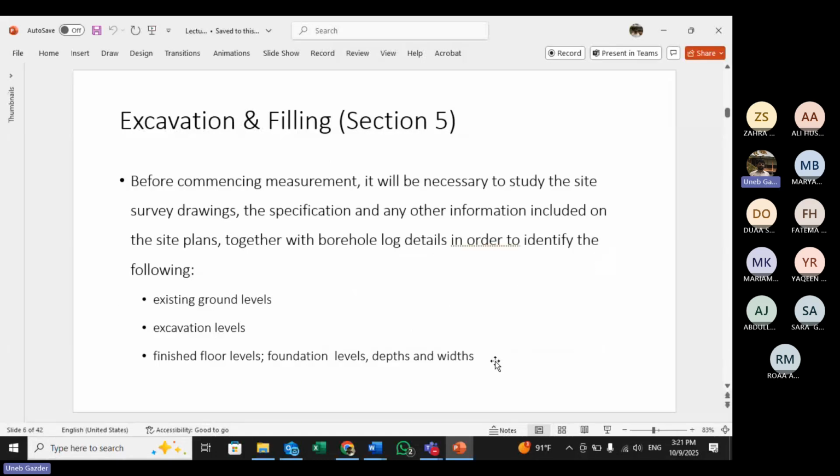Okay, so before we start the measurement, we need to study the survey drawings. The survey which is done at the site will give you the reduced level, the existing level, and so on and so forth. And any specifications which are included with the drawings must be gathered. And you may need to study the borehole log details to find out these things. Okay, what is a borehole log?